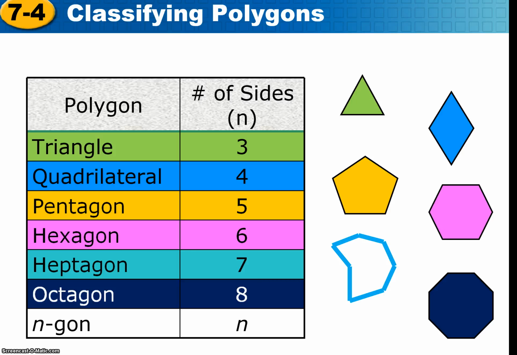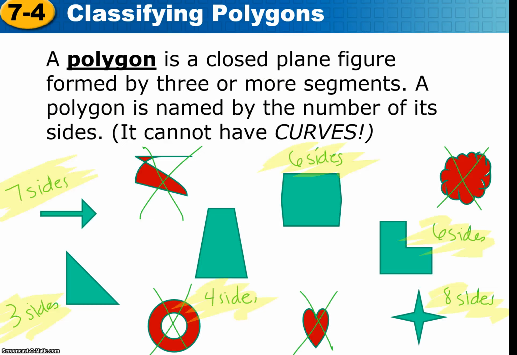Naming the shapes: if you look over to the right-hand side, they're color-coded. A triangle has 3 sides, quadrilateral 4, pentagon 5, hexagon 6, heptagon 7, octagon 8, and 9 is a nonagon. You can also keep naming them if you'd like, but usually you end at nonagon.